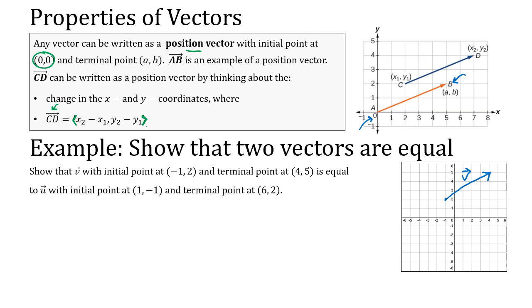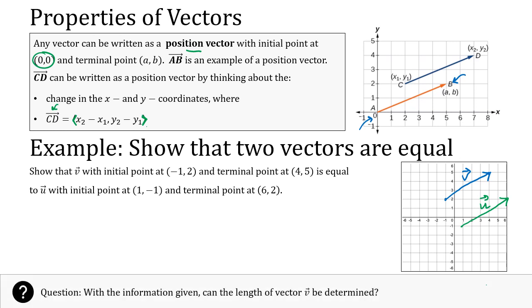Show that vector v is equal to vector u. Let me do vector u in a different color. Vector u has an initial point at 1, -1, so it's down there in the fourth quadrant. And it has a terminal point at 6, 2. So I'm going to connect those, and that is vector u. So they're not position vectors again because they don't have their initial point at 0, 0.